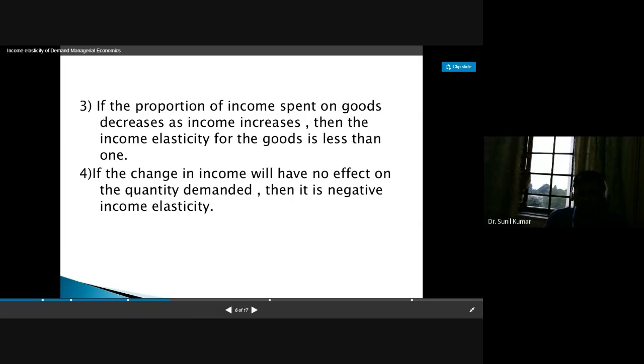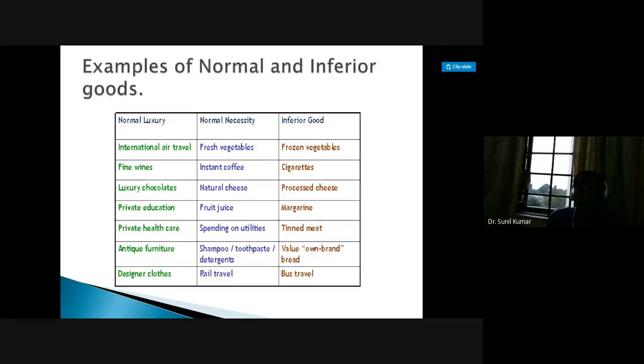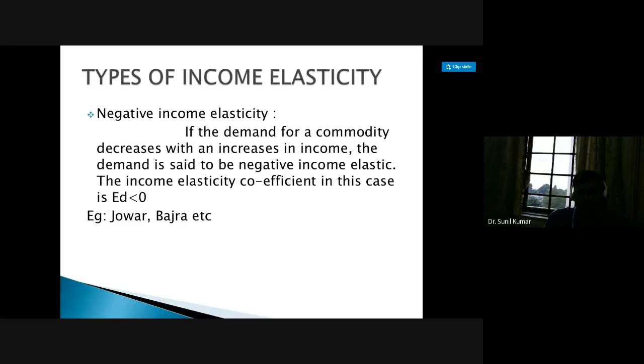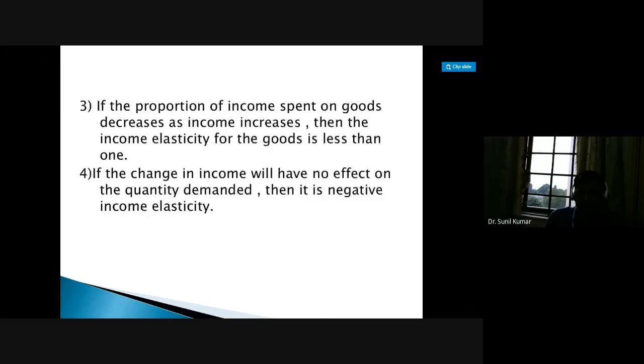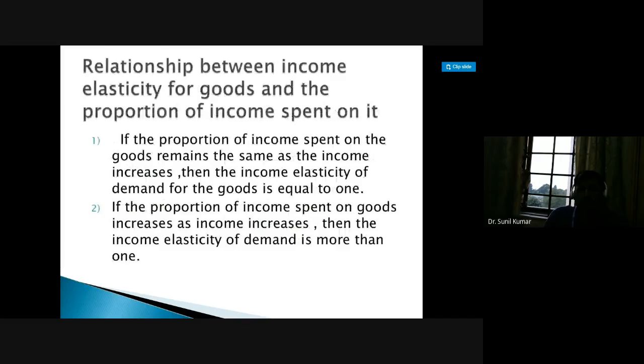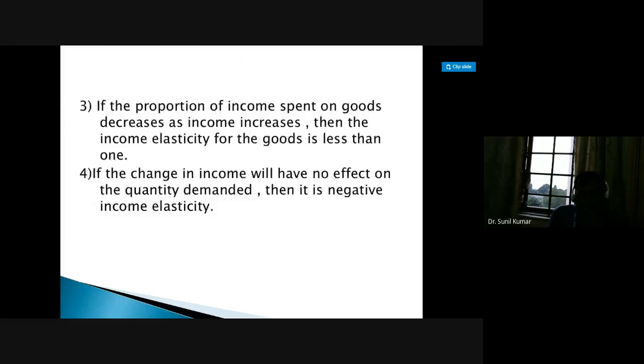So they are just talking about inferior, normal, and other types of goods and elasticity. Now they started. Here is the relationship between income elasticity for goods and the proportion of income spent on it. If the proportion of income spent on the good decreases as income increases, then the income elasticity for the good is less than 1. If the change in income will have no effect on the quantity demanded, then it's negative income elasticity.